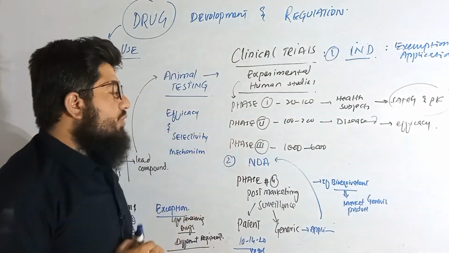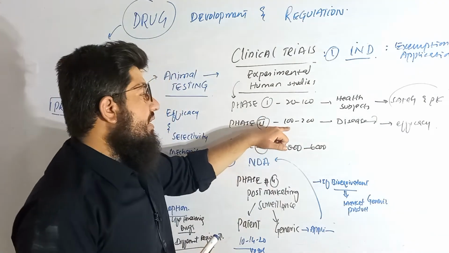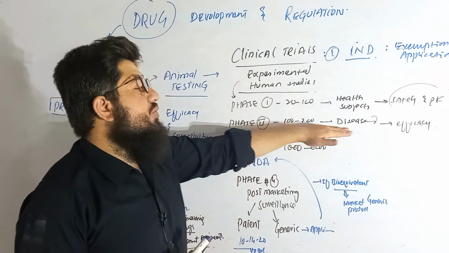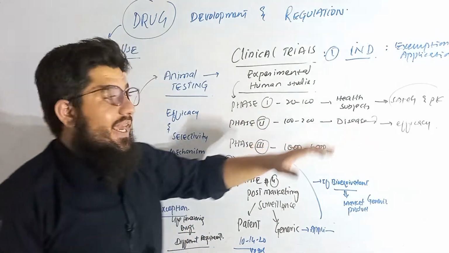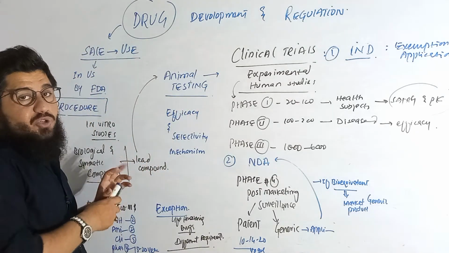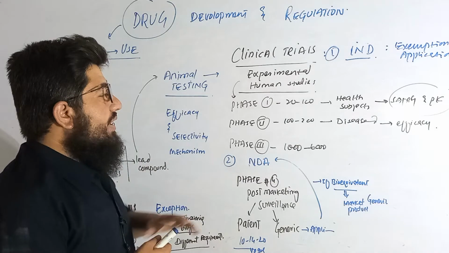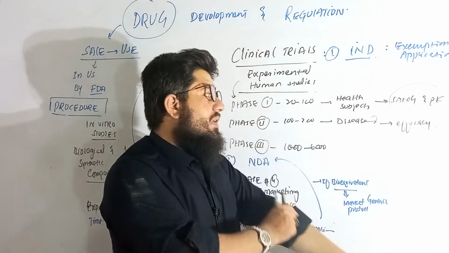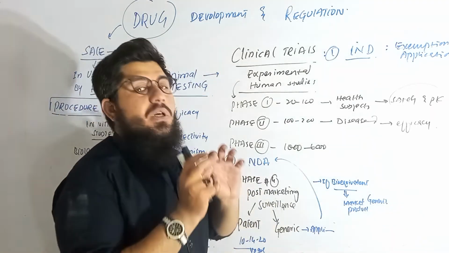Then in phase 2, we take a slightly larger number, 100 to 200 individuals. Now these individuals will be diseased individuals, meaning all the subjects will have the particular disease against which we are supposed to apply this drug, this new leading compound. Here we want to check whether this disease is cured or not. I mean, what is happening with the diseased individuals if we give them this drug?